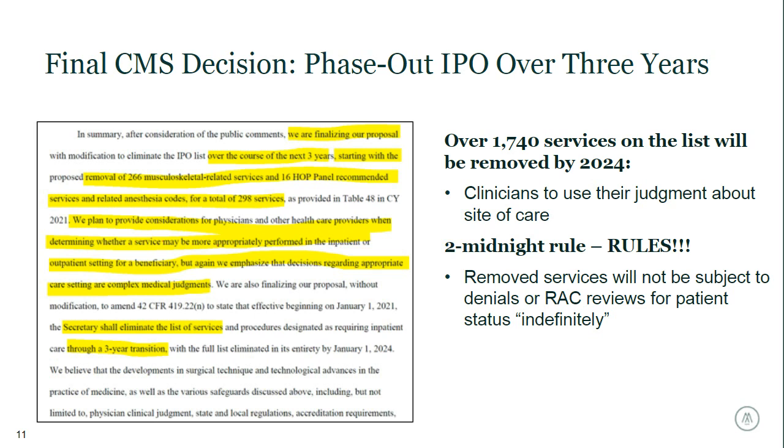So we're talking about 1,700 services that they're going to be phasing out. What does this mean in terms of coverage? Is it Part A? Is it Part B? Because remember, these were mandatorily covered under Part A list.